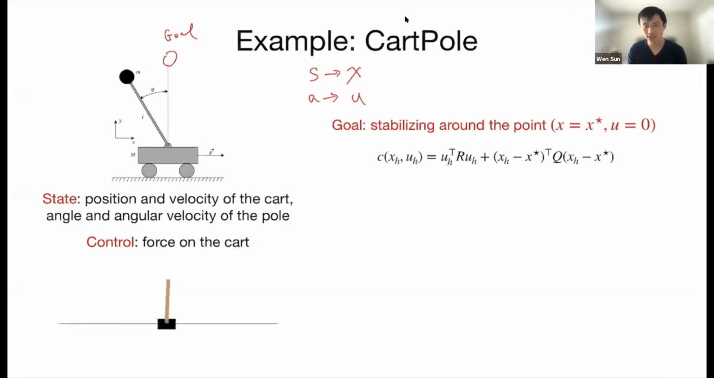Okay, so we can design this cost function that actually balances my pole. So this is my goal. I want to penalize the distance to the goal, right? So this is a positive definite matrix, and this is also a positive definite matrix.